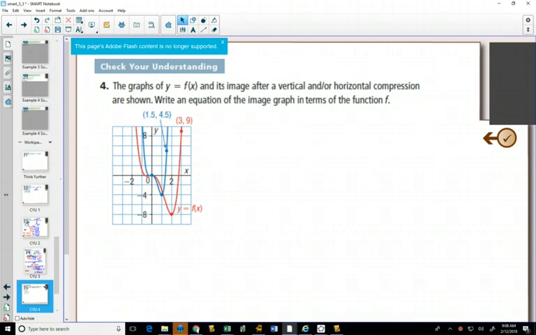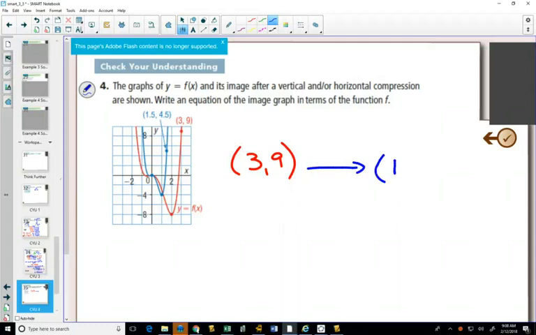So normally we've been given the equation and we graph. Now we sort of have to work backwards. We've got our original graph and our blue graph, and we have to figure out what happened. In fact, they've given us 2 points. They said on your original graph, we started with 3, 9. Something happened to that point, and we end up with 1.5, 4.5.